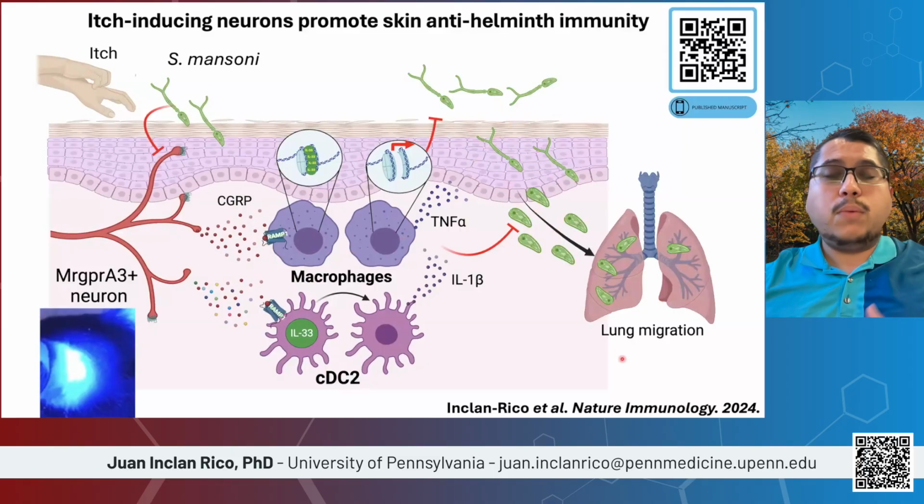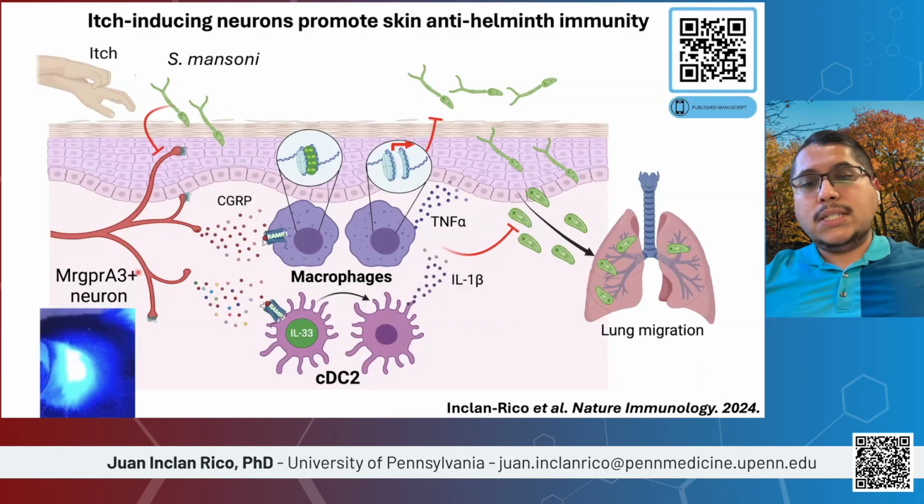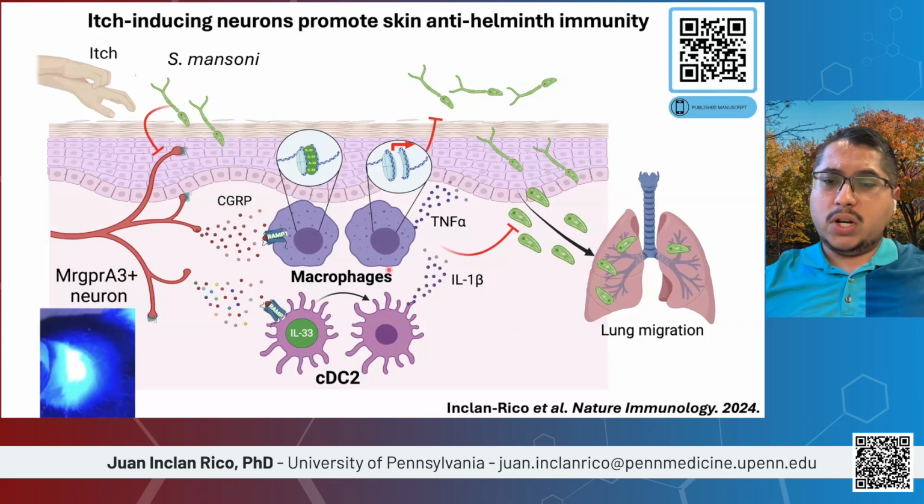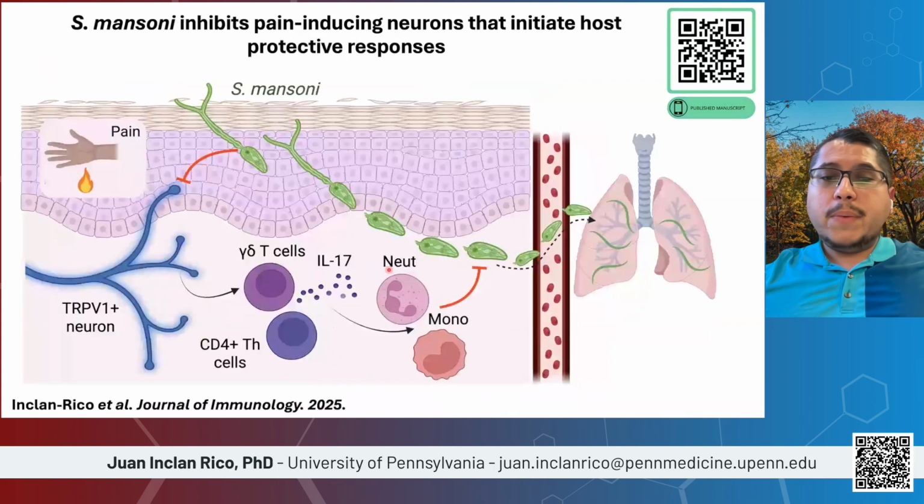So this was the first time that we were aware of that we actually showed that a parasite can suppress the activation of itch-inducing neurons, because these same systems are actually really important to start host protective responses against this parasite. And in a follow-up study, we also showed that schistosoma not only blocks itch, but it also blocks pain, and specifically the thermal pain induced by other types of TRPV1 positive neurons.